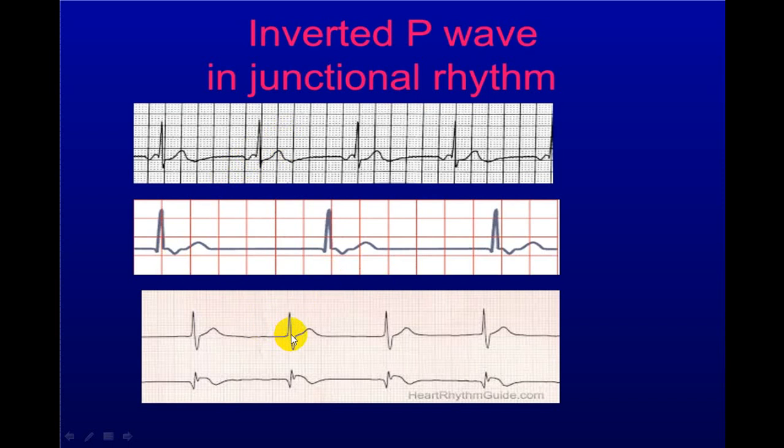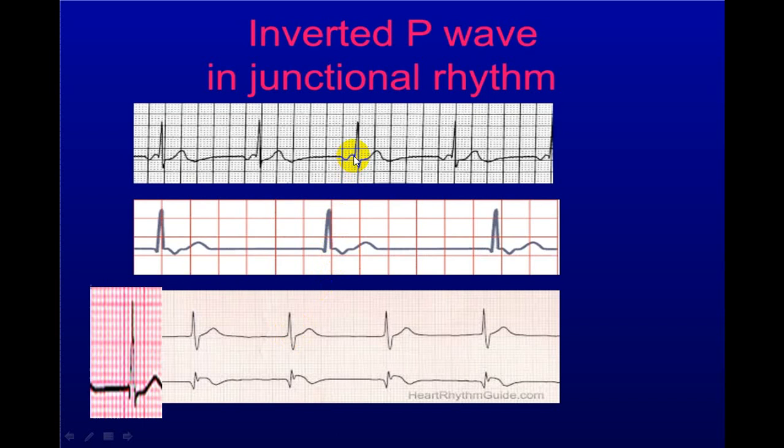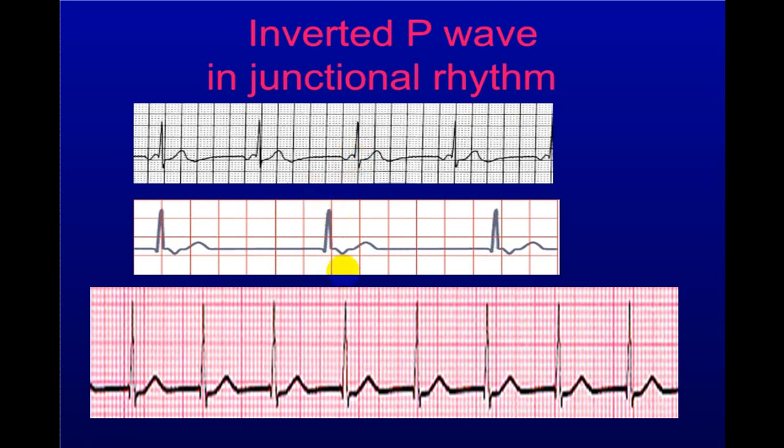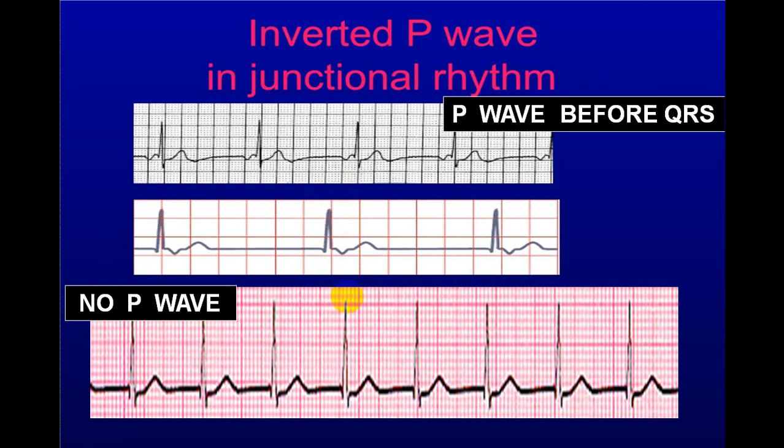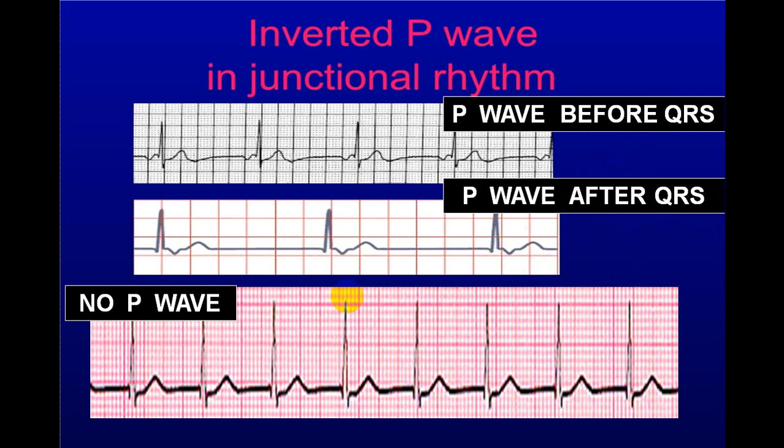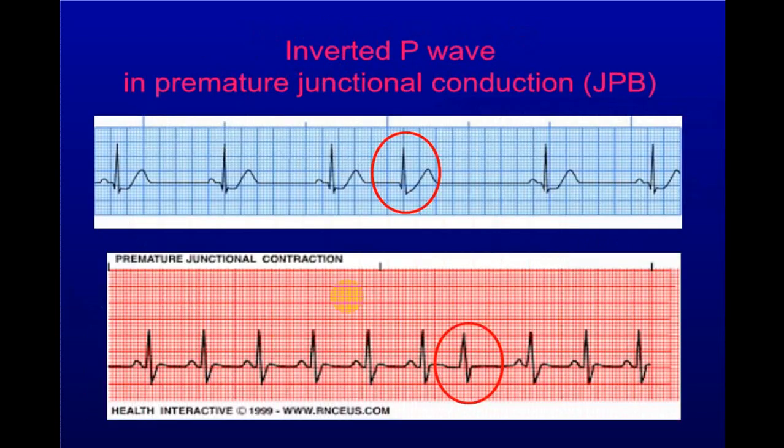So here the P wave is merged with the QRS complex. Here the P wave is after the QRS complex by retrograde transmission, and here the P wave is inverted, just before the QRS complex. Here again you can see that there is no P wave at all. Here the P wave is before the QRS complex but inverted. Here also the P wave is there but inverted and after the QRS complex. This is junctional rhythm.